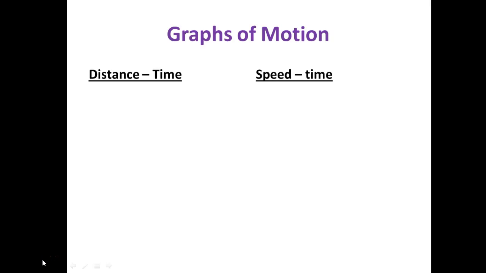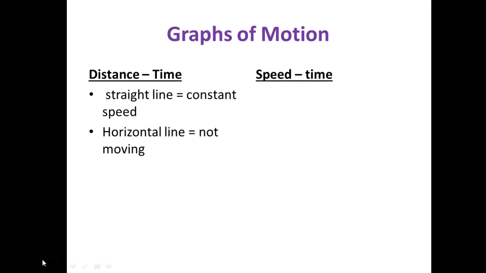Here's a quick recap of graphs of motion. So, our distance time graph. First of all, the thing to remember is a straight line means a constant speed. So that's not a horizontal line, it's just a straight diagonal line if you like. A horizontal line means the object isn't moving because obviously time is moving on and the distance is staying the same.